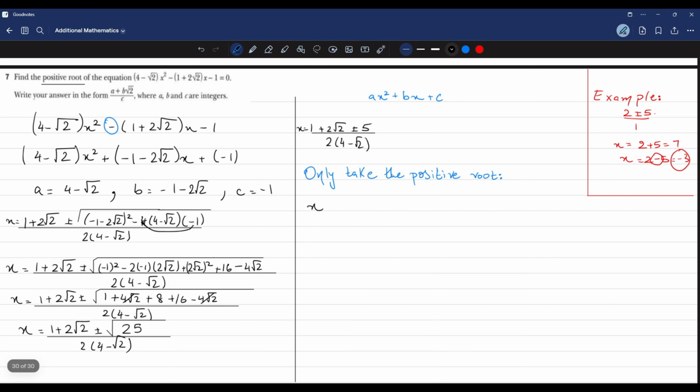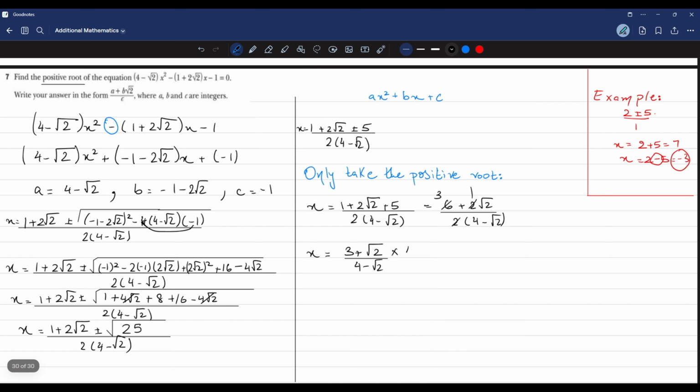So we are going to get x is equal to 1 plus 2 under root 2 plus 5 divided by 2 multiplied by 4 minus under root 2. So if we simplify this, I'm going to get 6 plus 2 under root 2 divided by 2 multiplied by 4 minus under root 2. And basically, I'm going to simplify this. 2 1s are 2, 2 3s are 6, and 2 1s are 2. So we are going to get x is equal to 3 plus under root 2 divided by 4 minus under root 2. And again, we can't take this in this form because we have to rationalize the denominator.